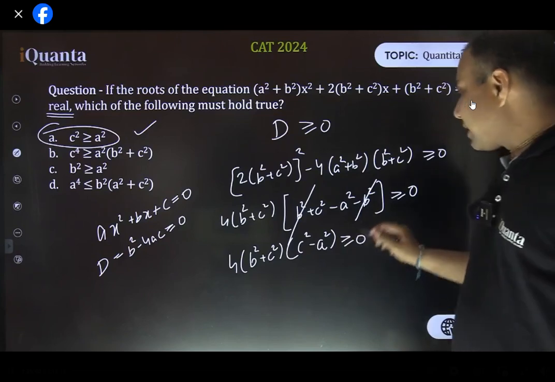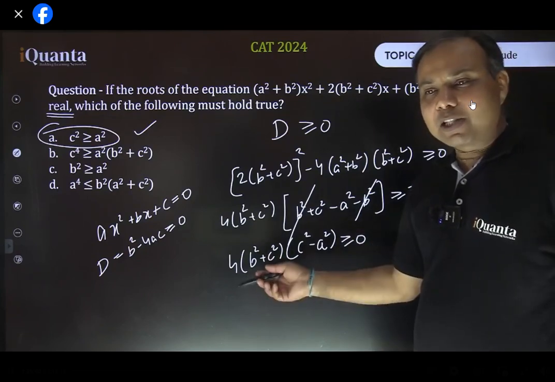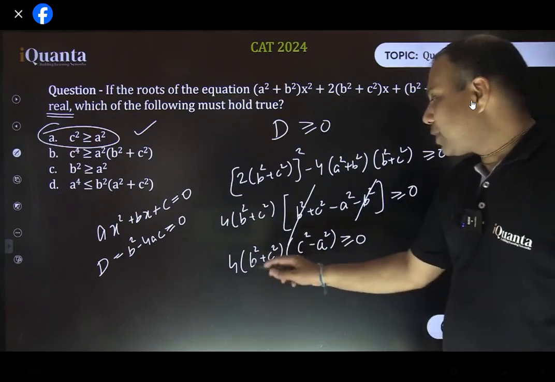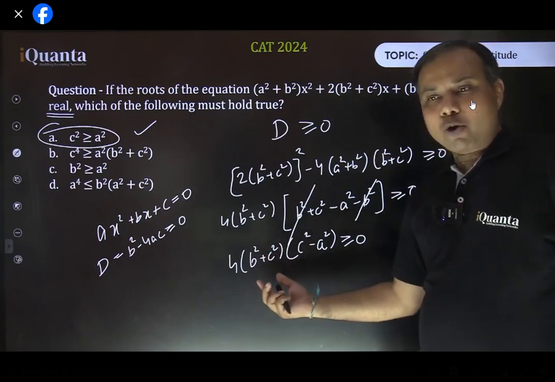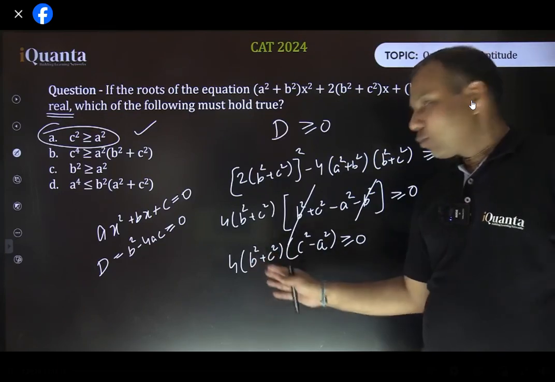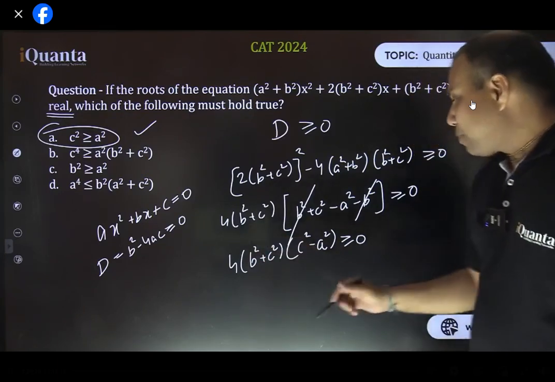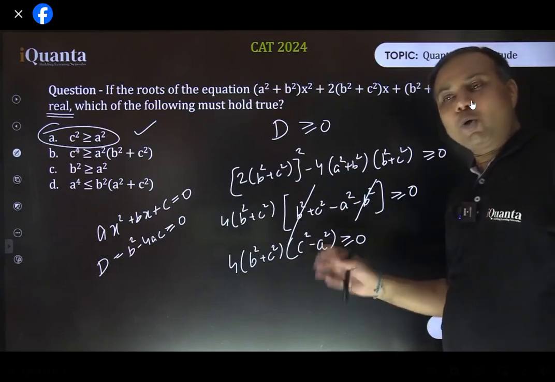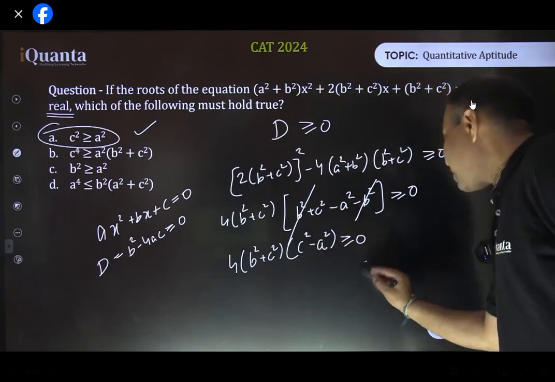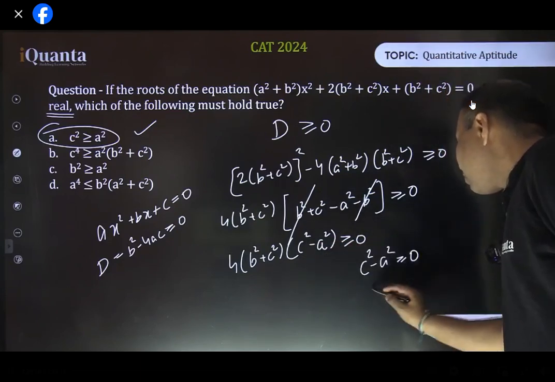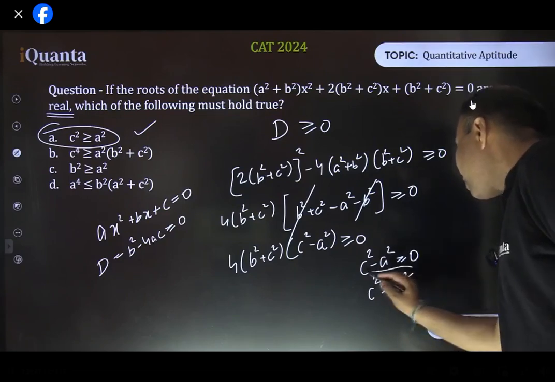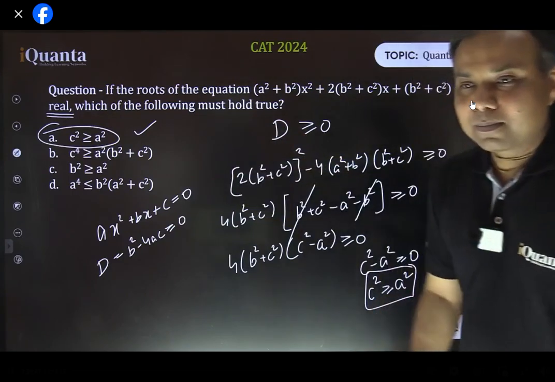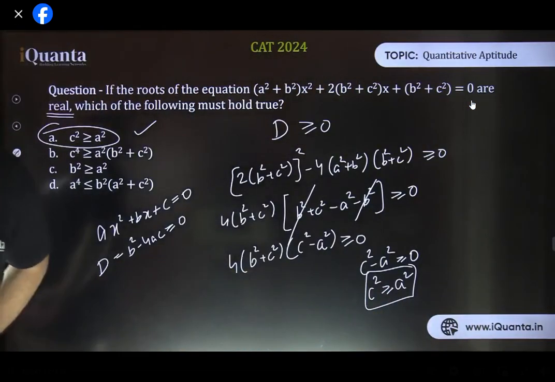Now we want it to be greater than or equal to 0. 4 is never going to be less than 0. It is always positive. It's okay. B square plus c square can be minimum 0. It is never going to be negative, right? 0 plus 0, minimum it can be 0. So that doesn't create any problem. So basically this c square minus a square should also be either 0 or positive. That means c square minus a square should be greater than or equal to 0, which means c square should be greater than or equal to a square. So this first option is the right answer. Clear? Although many of you have already got it correctly, that's very nice.